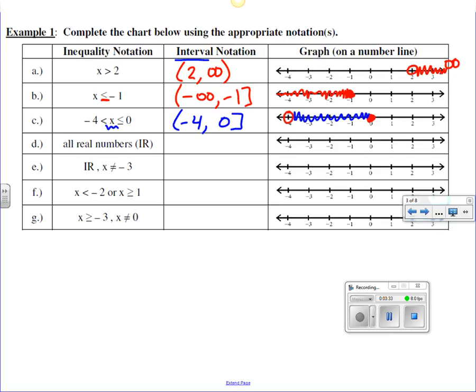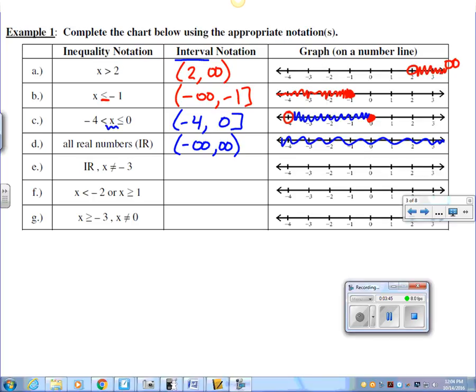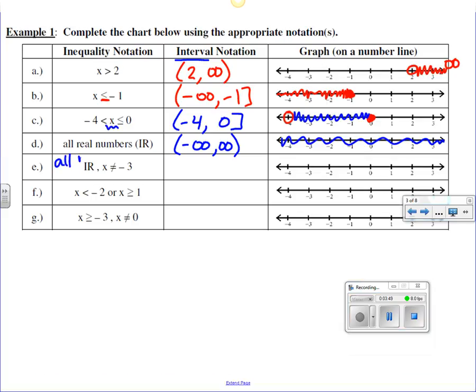All right, all real numbers would be the whole entire number line. So that goes from negative infinity to positive infinity. Once again, you always use parentheses beside of infinity signs. Okay, this one means all real numbers except x cannot equal negative 3. So I'm going to shade the whole number line but negative 3.